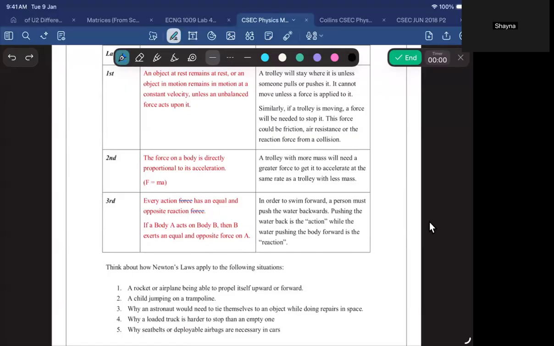Yes. Right, number two: a child jumping on a trampoline. I would say that's one and three. Yes, one and three. Because think about it, when she jumps on a trampoline, she exerts a downward force, but there's an opposite reaction and it pushes her upwards.